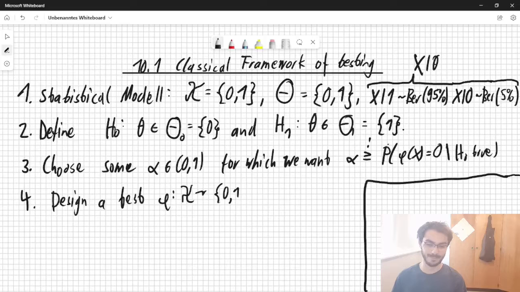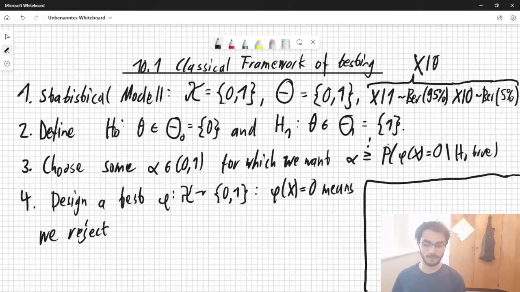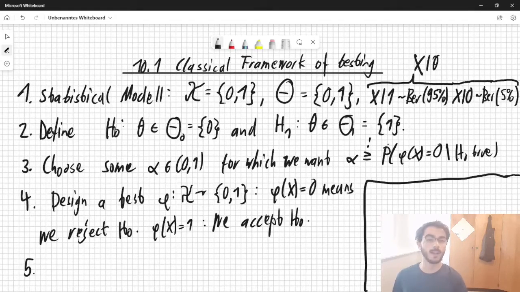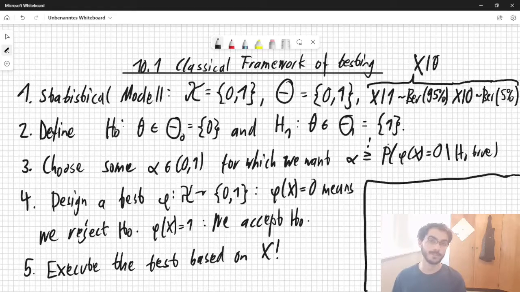for now at least, where we say phi of x equals 0 means we reject h0, phi of x equals 1, we accept h0. And then after we've done all of these 4 steps, then we can actually execute the test based on the data that we actually have, which is x. So this is the classical framework.